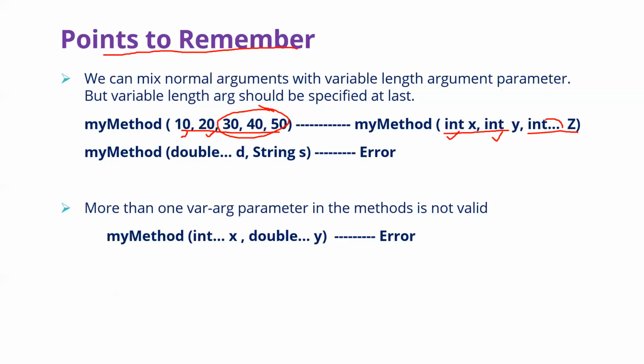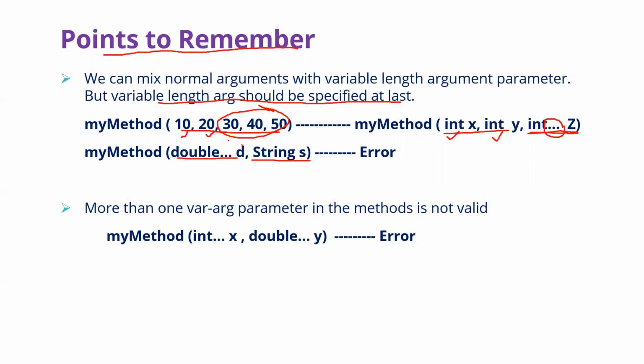Three dots represent a vararg parameter. Now z is a one dimensional array which is holding three numbers, 30, 40 and 50. You can use normal arguments and vararg parameters within a method. There will be no problem, but one point you should remember is the variable length argument should be specified at last. You should specify it at last only. Observe, I am specifying a variable length argument and one normal parameter.